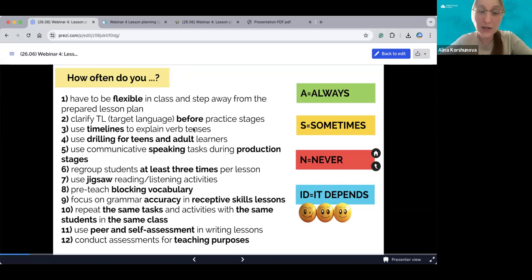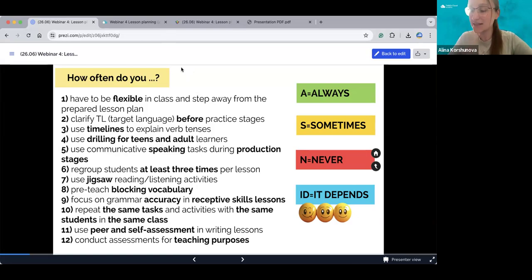Okay, number 6, regroup students at least 3 times per lesson. Do you remember to regroup your students? If you have such an opportunity, of course. As for me, regrouping is easier when you work online because students don't need to change their seats. Yes, you just click the button on Zoom and everything is ready. Just not to forget. Forced. Oh, I see. I'm forced to do that. Okay. Never. Okay. But remember, we need to regroup.